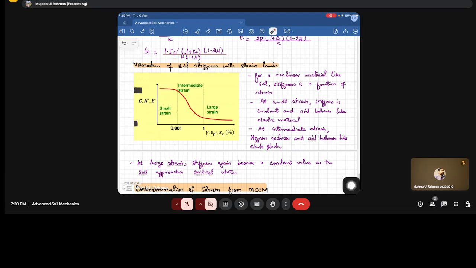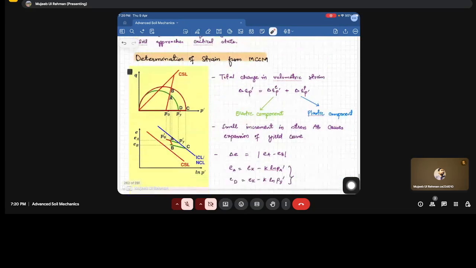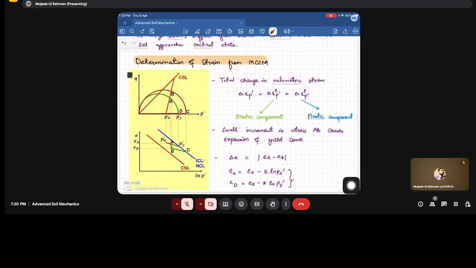Now, till now we have dealt with the stresses like yield stresses and all. Now we want to determine the strain, that is the volumetric strain corresponding to the elastic and plastic components. Fine. So what is the procedure for that? We will see.